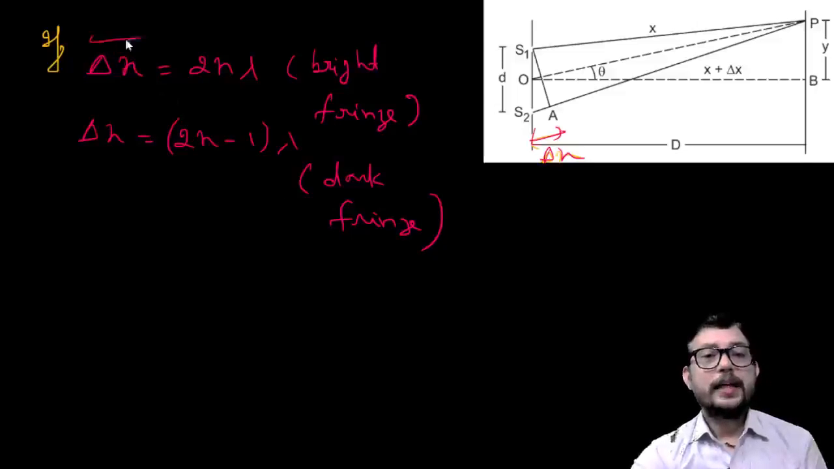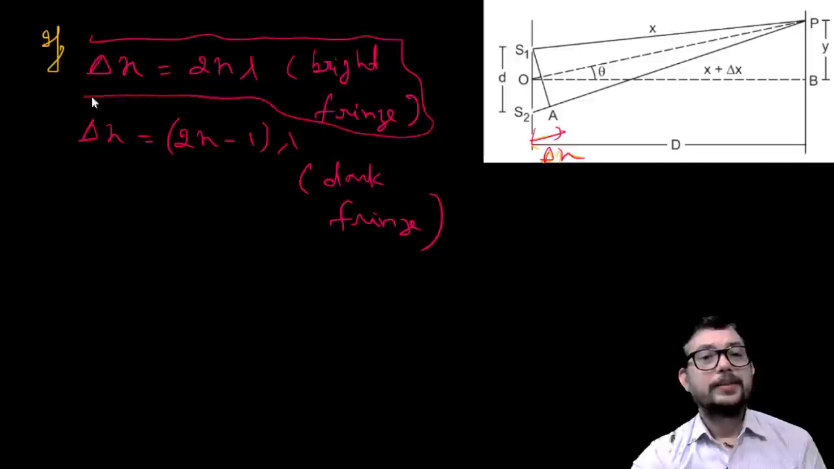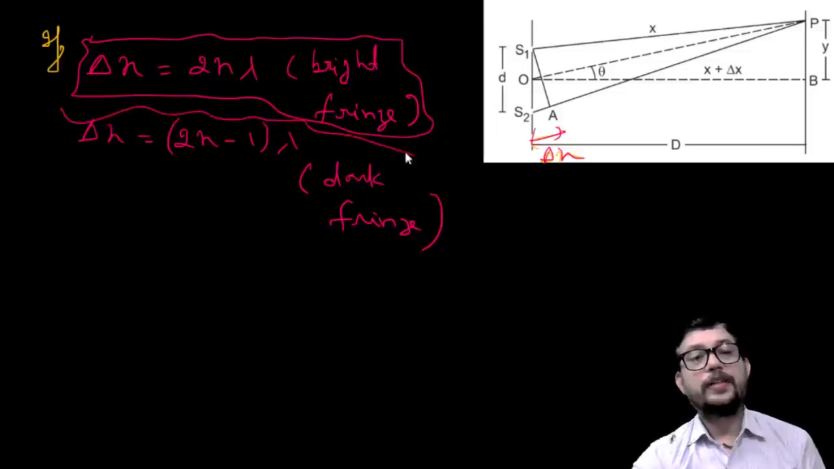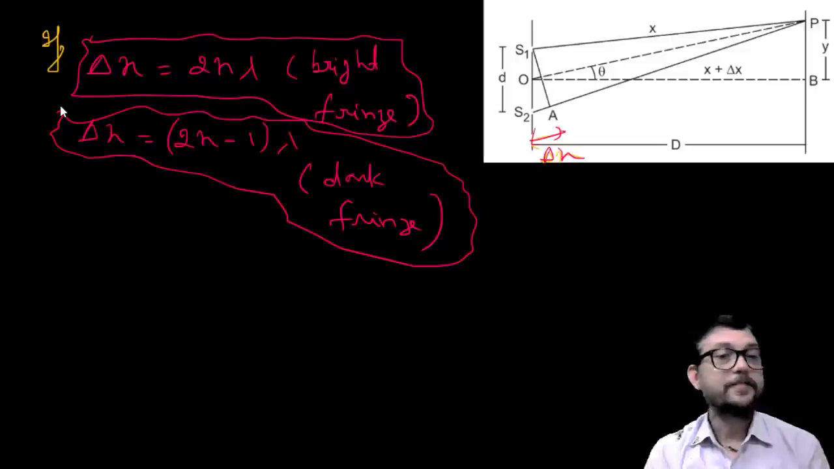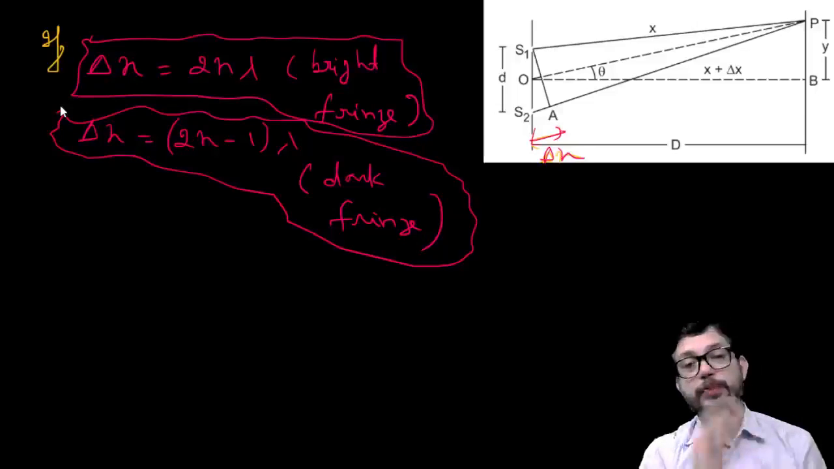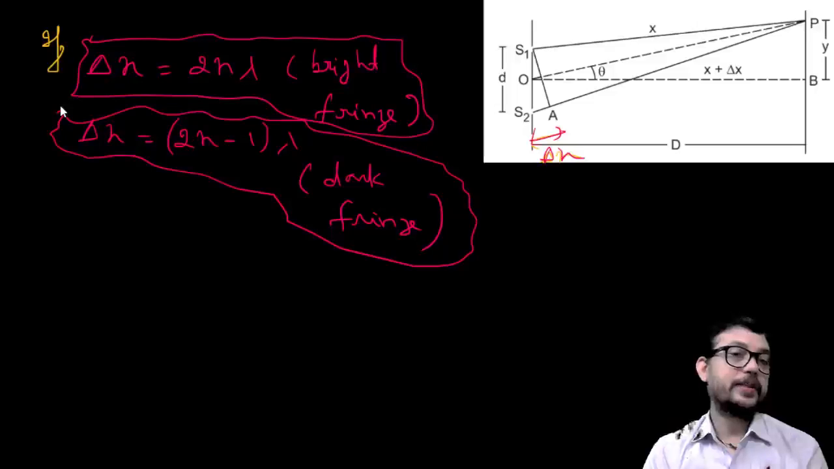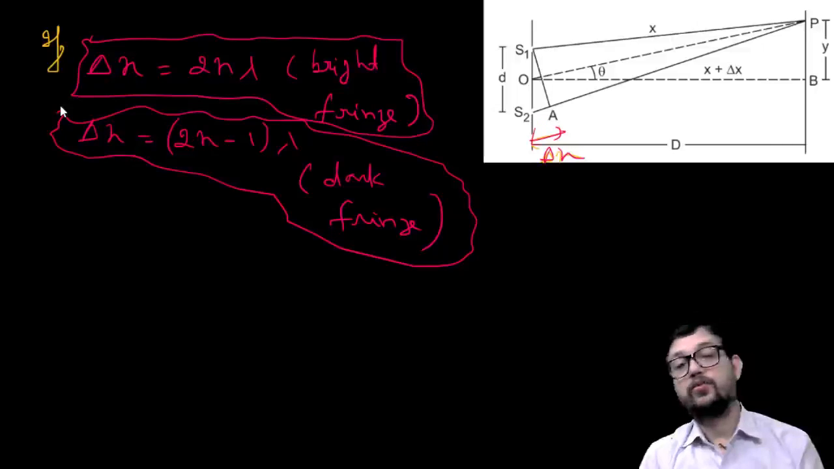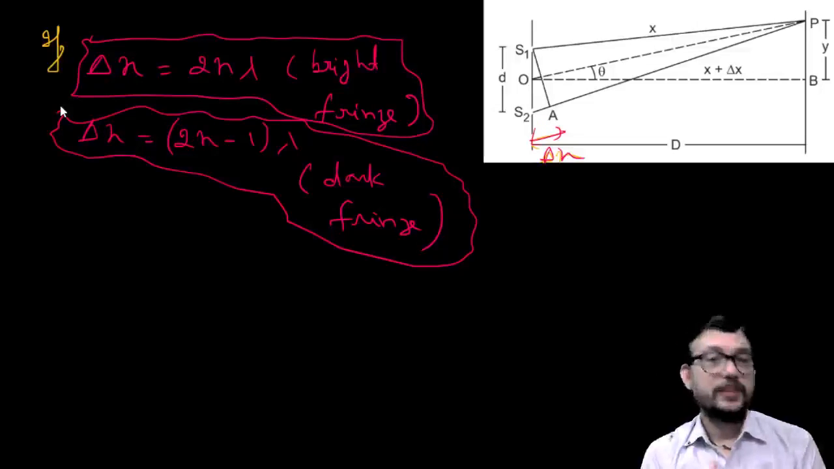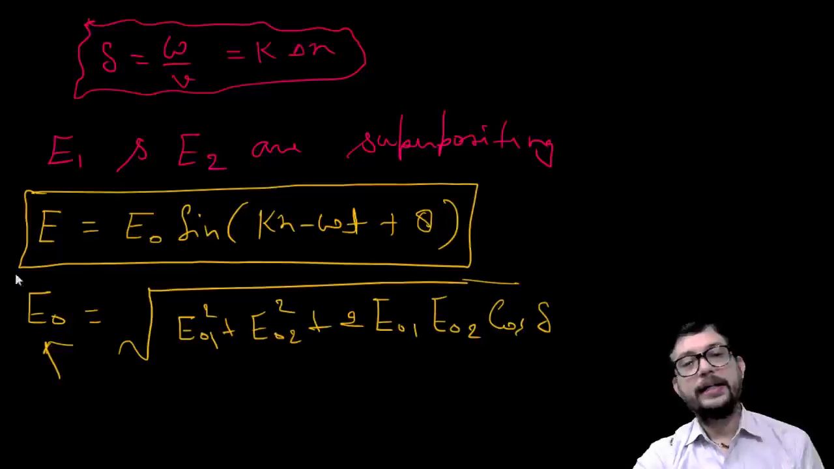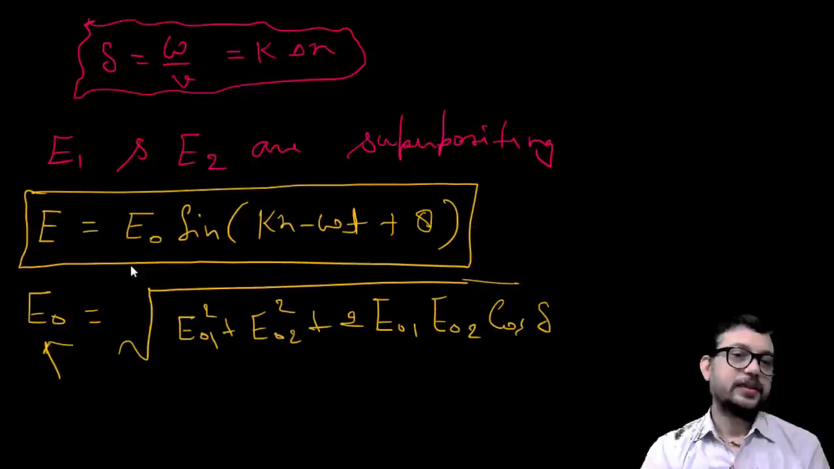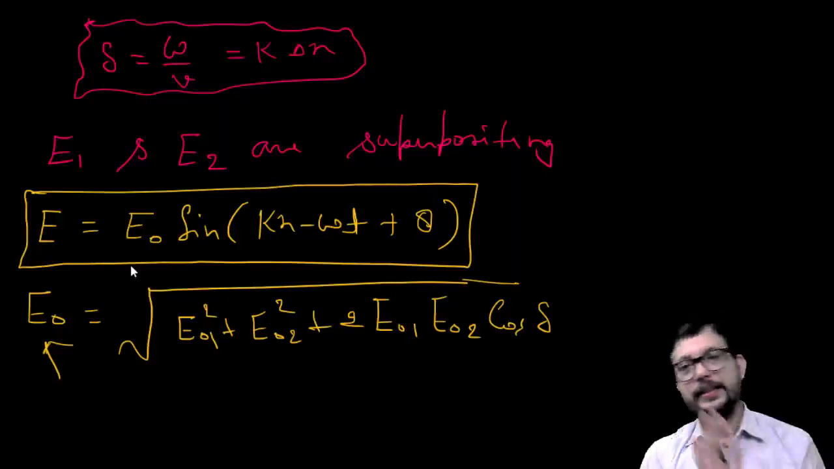So these are the two conditions we have to learn: if the path difference equals 2n times lambda, then we get a bright fringe, and if the path difference is 2n minus 1 times lambda, then we get the dark fringe. I hope and believe that up to here everything is clear to all of you.